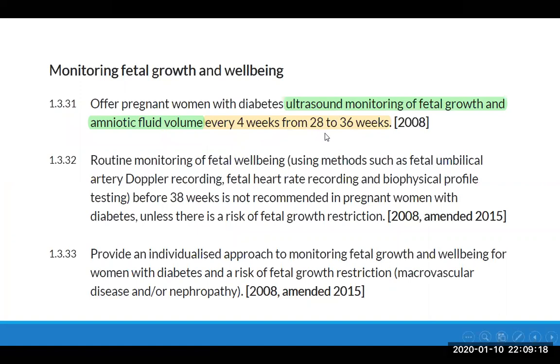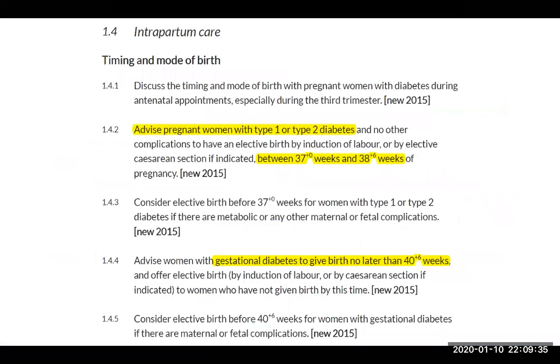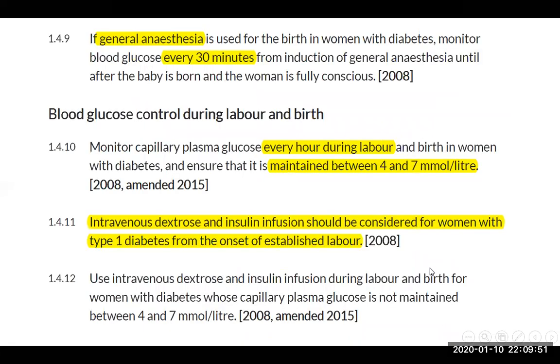36 weeks of gestation. And actually, these topics will be discussed when we review the Oxford Handbook of Endocrinology and Diabetes, but this guideline is very important, and every data point, every number in these guidelines can be a question in the exam. As for time and mode of birth, as we mentioned previously, for type 1 and type 2, the delivery, either vaginal or cesarean section, must be between 37 and 38 weeks. And for gestational diabetes, the birth no later than 40 weeks of gestation.